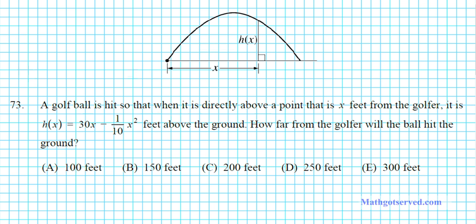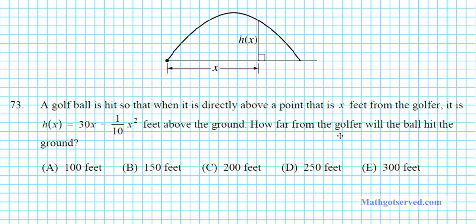Alright, let's take a look at problem 73. It says a golf ball is hit so that when it is directly above a point that is x feet from the golfer, it is h of x equals 30x minus 1 over 10x squared feet above the ground. How far from the golfer will the ball hit the ground?